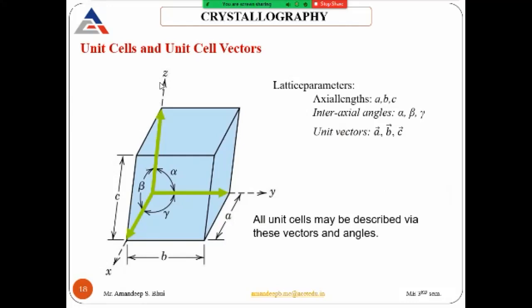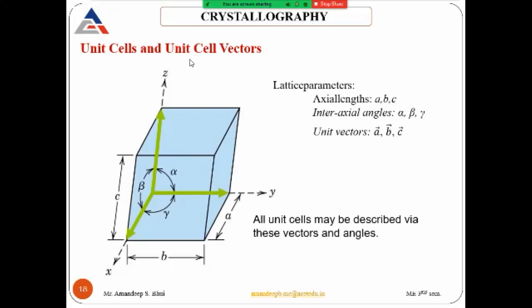And similarly, the unit vectors, in x direction it will be a vector, in y direction will be b vector, in z direction will be c vector. Now, all unit cells may be described via these vectors and angles. So this is the basic terminology or the lattice parameters.